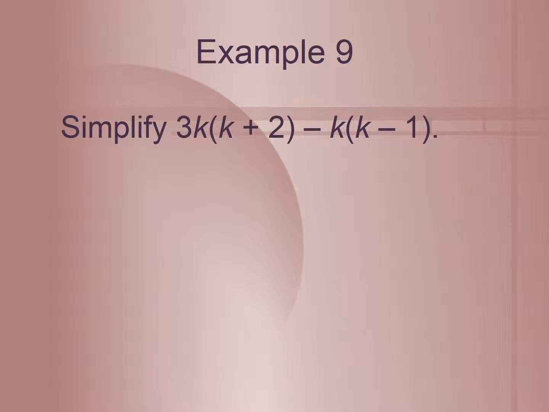Next example. So this one I have to distribute first. 3k times k is 3k squared. 3k times 2 is 6k. Negative k times k is negative k squared. And then negative k times negative 1 becomes plus k. Now I'm going to combine like terms. 3k squared minus k squared is 2k squared. And then 6k plus k is 7k.